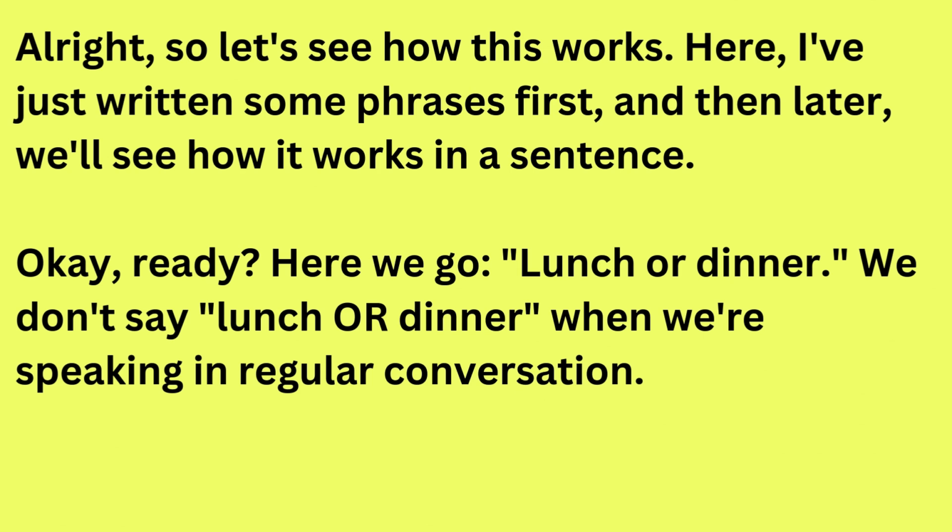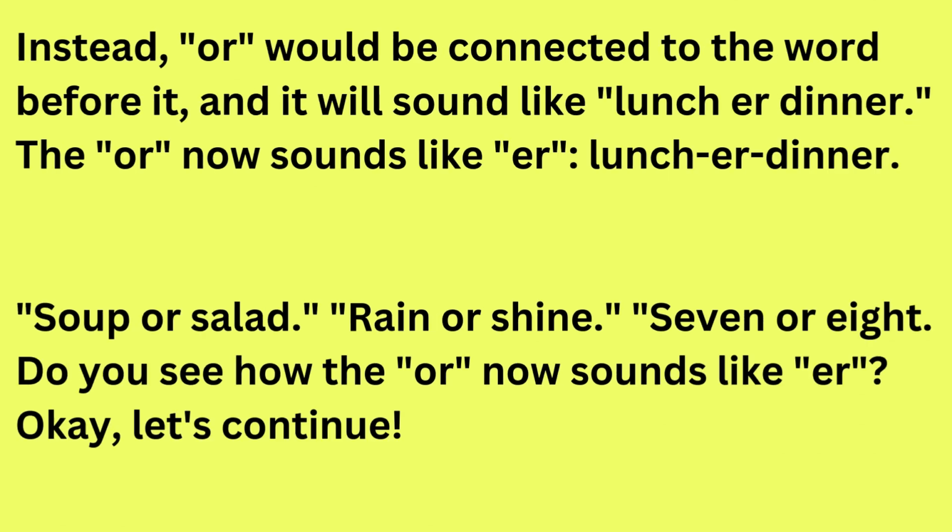Lunch or dinner. We don't say "lunch or dinner" when we're speaking in regular conversation. Instead, "or" would be connected to the word before it, and it will sound like "lunchur dinner". The "or" now sounds like "er". Lunch or dinner. Soup or salad, rain or shine. 7 or 8. Do you see how the "or" now sounds like "er"? Okay, let's continue.